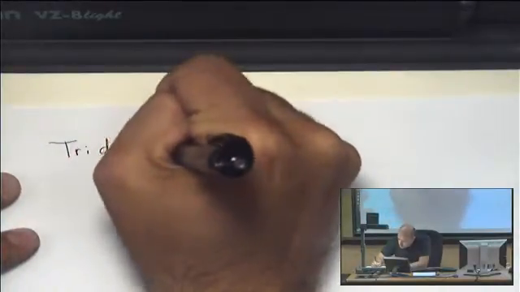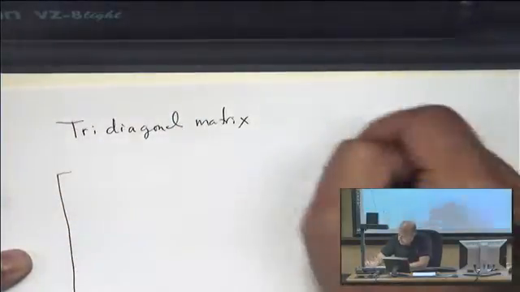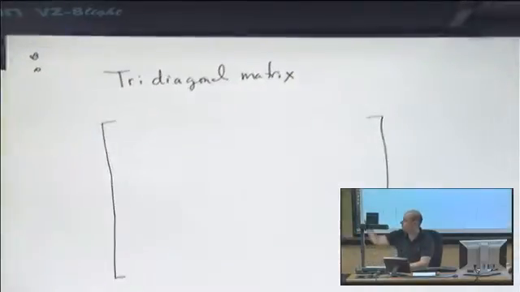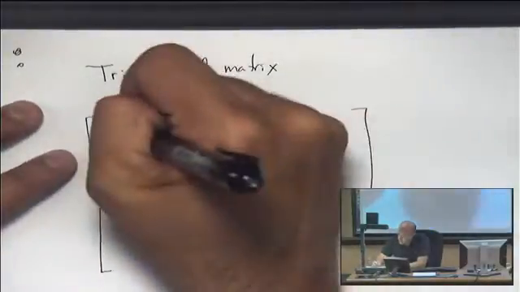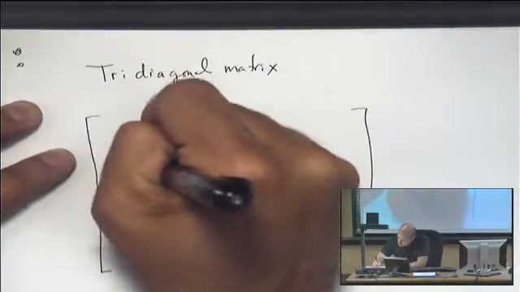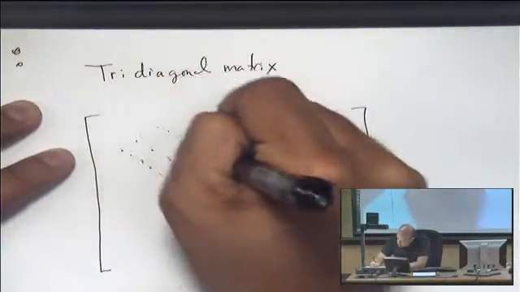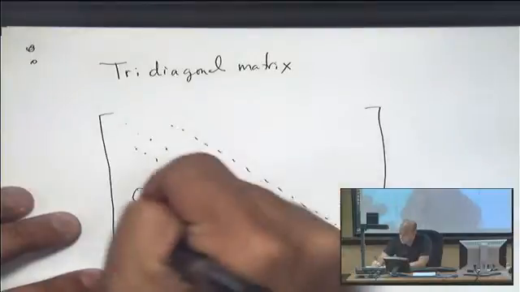So let me give you a little bit of background. A tridiagonal matrix is one that's square, and it's got elements on the main diagonal, and it's got elements to the left of the main diagonal and to the right of the main diagonal. And it's got zeros everywhere else.